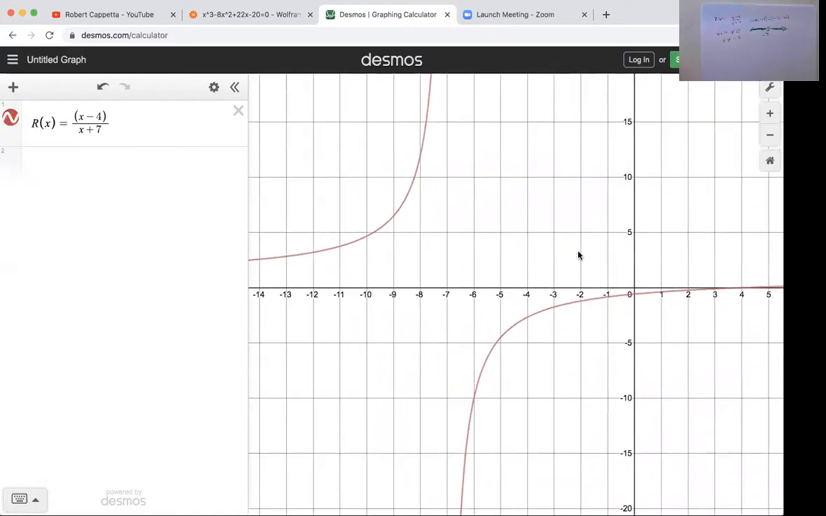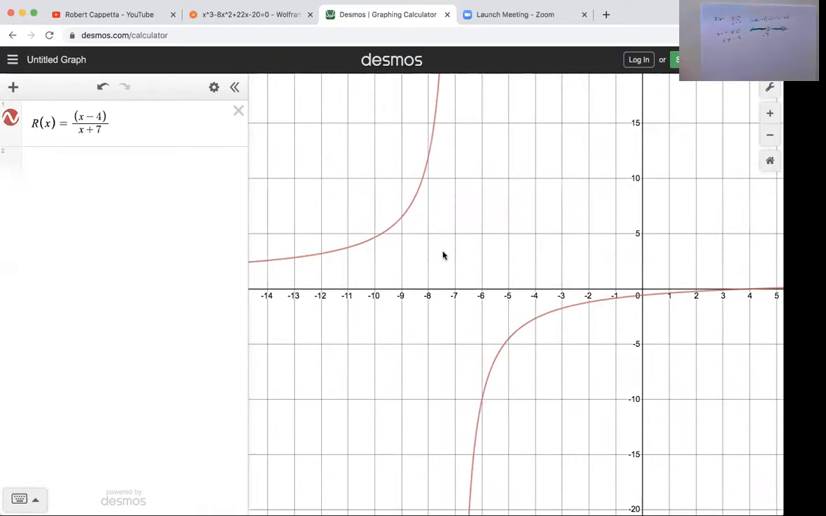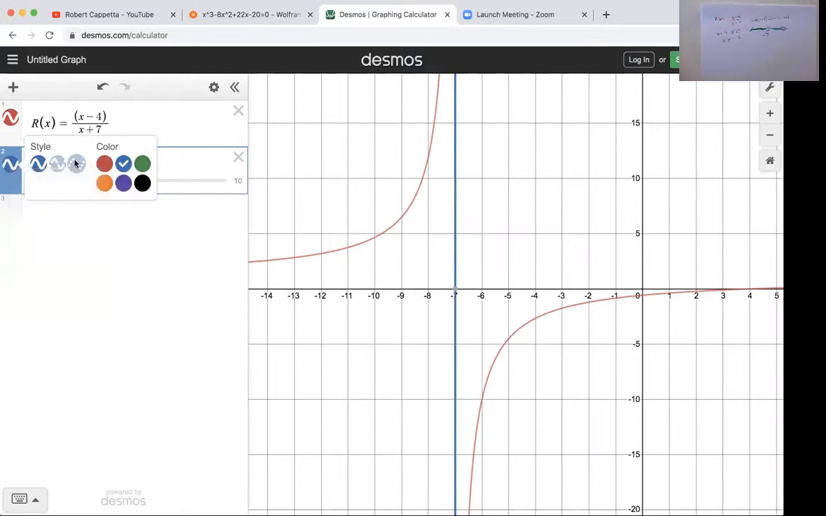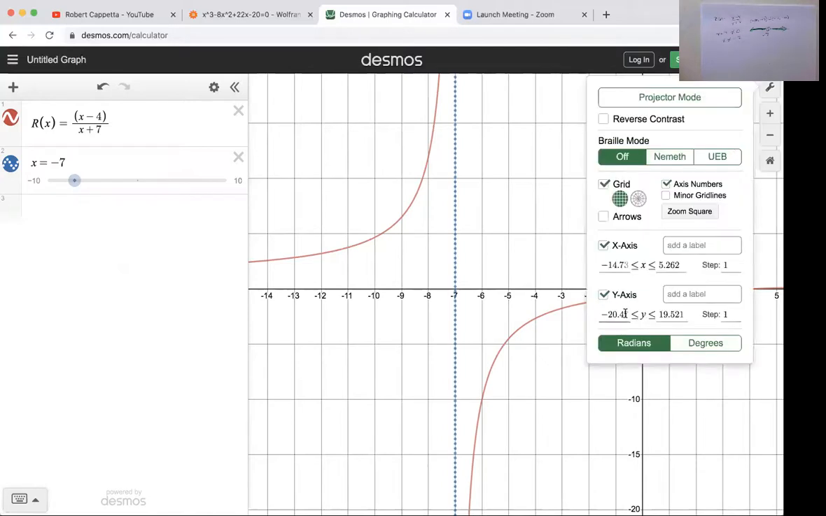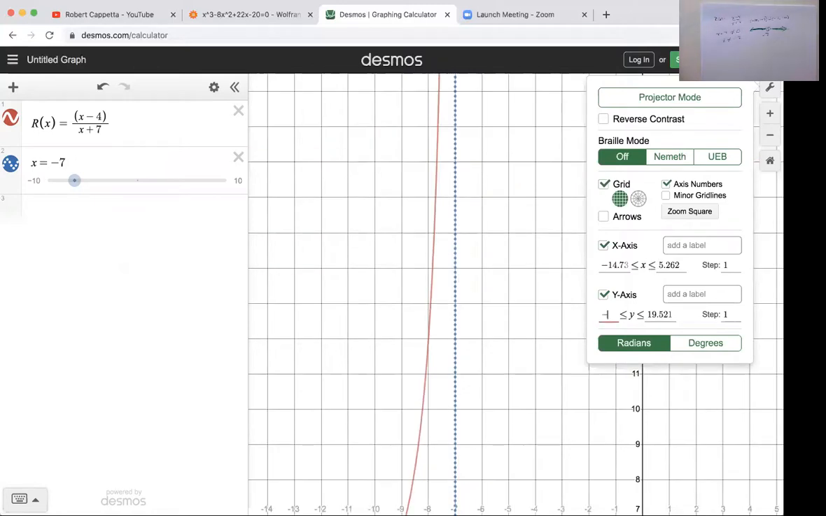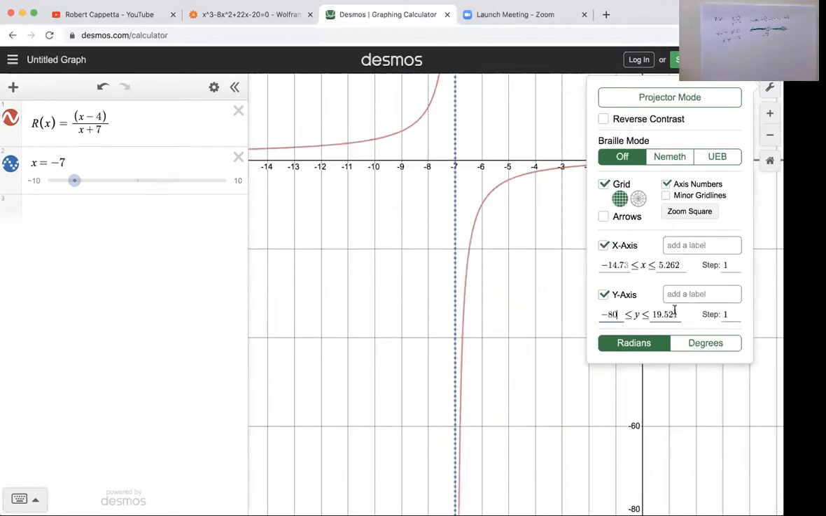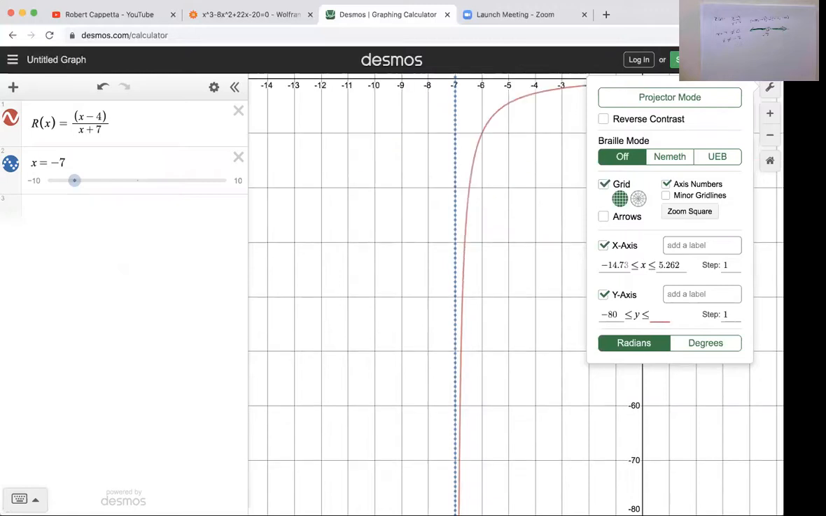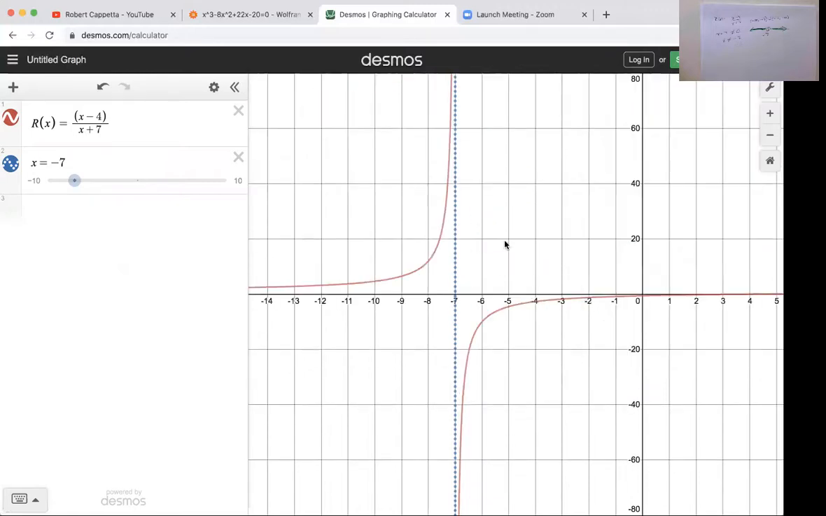So looking at our graph, you can see that negative 7 is an asymptote. So if I draw in that line, x equals negative 7, you can see that the graph is getting closer and closer to that, but never actually quite gets there. I can give you even more y if you'd like. Negative 80. 80, and you can see again the asymptotic behavior.